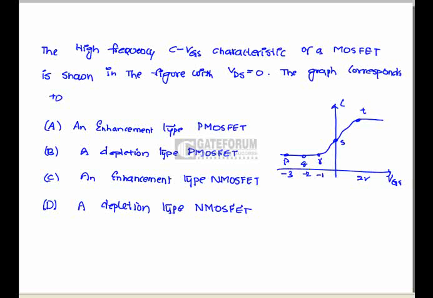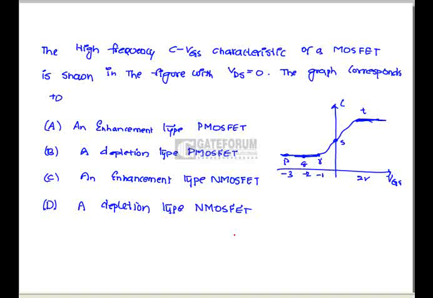Question is, the high frequency C versus VGS characteristics of a MOSFET is shown in the figure with VDS equals to 0. The graph corresponds to. See, the graph greater than T point is nothing but accumulation mode. The graph less than R is depletion mode. So here the channel is getting depleted as VGS becomes negative, which means what? It is going to reject electrons in the channel for negative and attract the holes into the channel, which means it must be a p MOSFET.